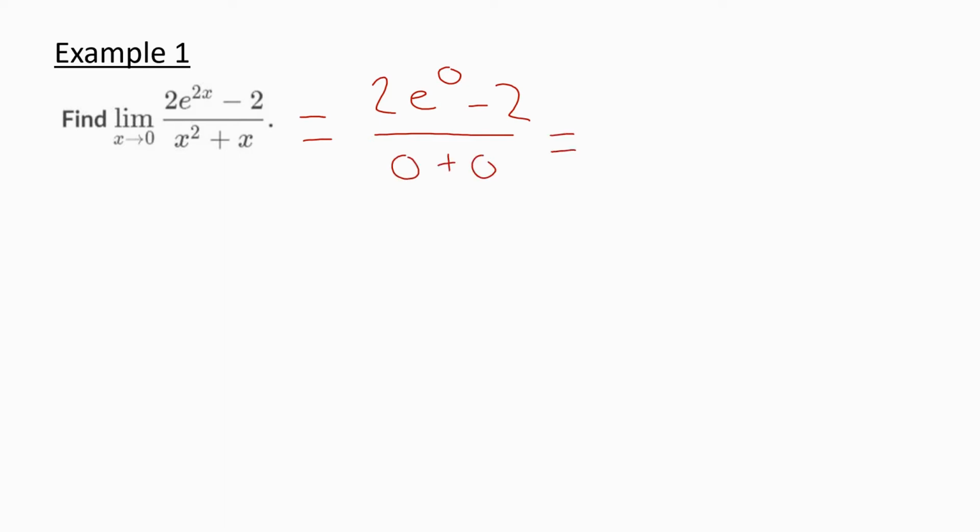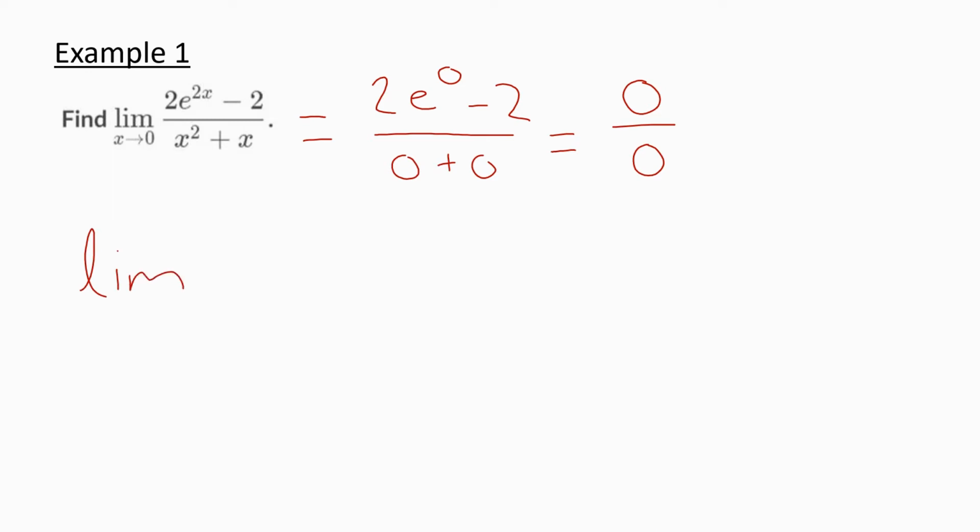Alright, well, let's simplify the numerator a little bit. E to the 0 is 1, so 2 times 1 is 2, 2 minus 2 is just 0. And we have this indeterminate form, so we've hit a roadblock here. What we need to say is, hey, I can actually apply L'Hopital's rule here. So I'll do just that. We find the derivative of the numerator, and then divide that by the derivative of the denominator. So let's do that.